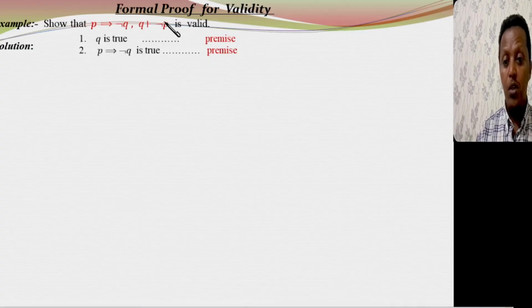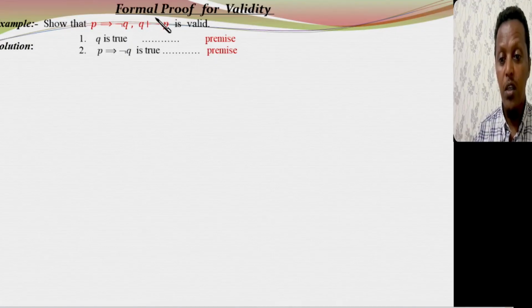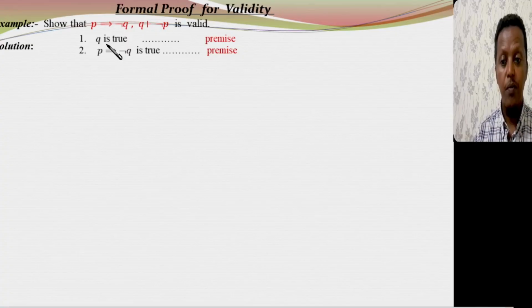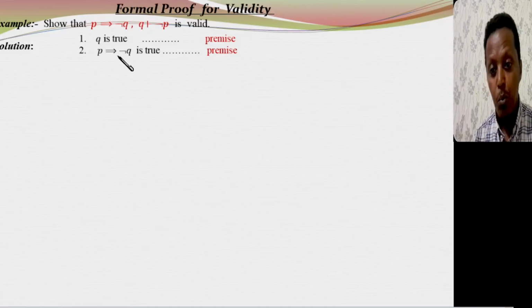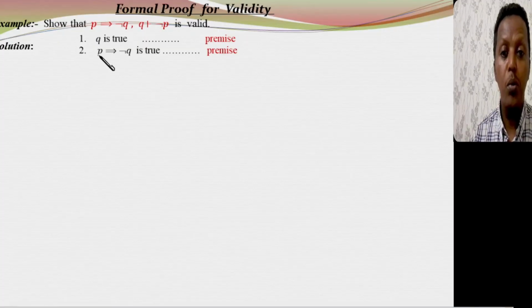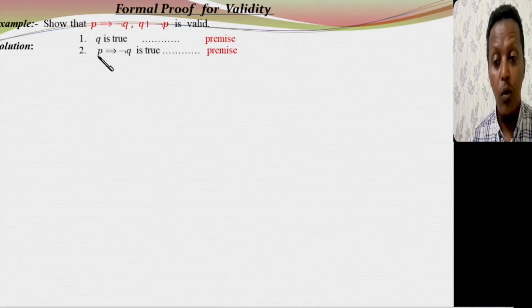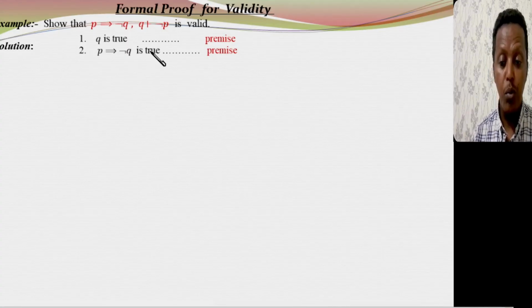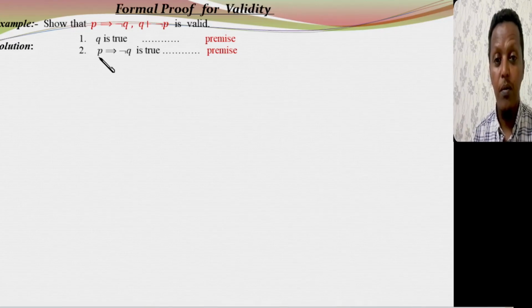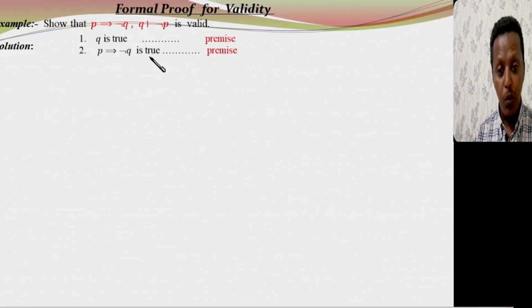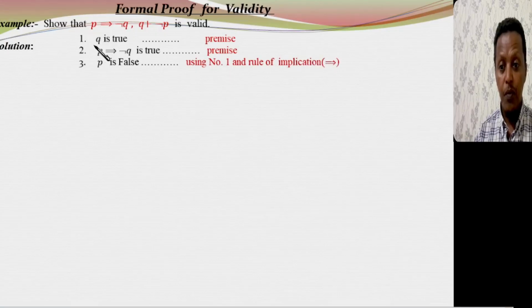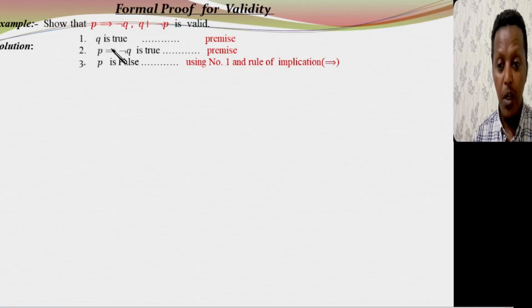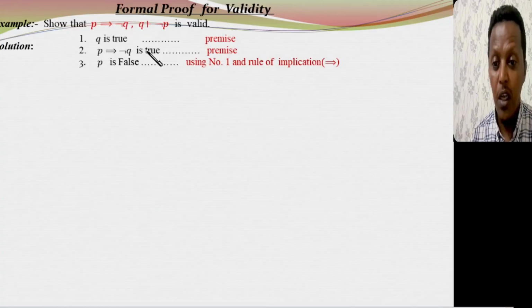Based on that assumption, we check whether the conclusion is true or false. So if Q is true, then negation Q is false. So in order for P implies false to be true, what is the option for P? P must also be false. Otherwise, this will not be true. So from the first assumption and the rule of implication, we can conclude P is false. Unless P is false, P implies negation Q will not be true.